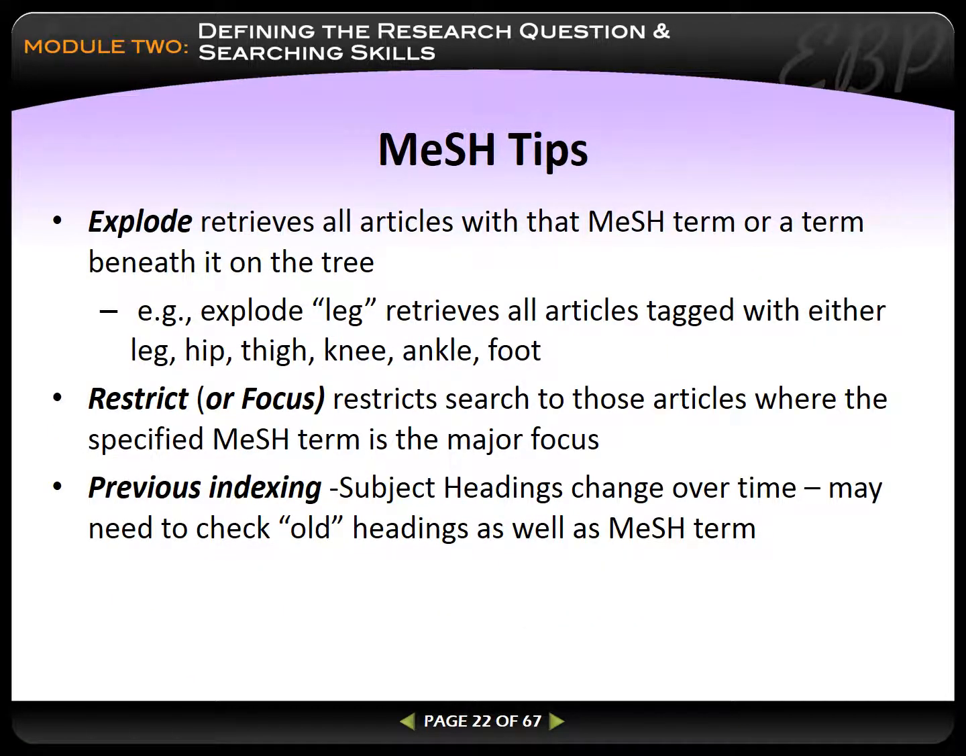So some tips. Explode. If you're not getting a lot of articles, it will find more. It actually brings it up another level, say from a subcategory to a larger level, so you'll get more articles if you are not finding enough, because maybe you haven't selected the right MeSH term. But I find most of the time I need to restrict or focus so that I can get more specific about the articles that are being called up for me.